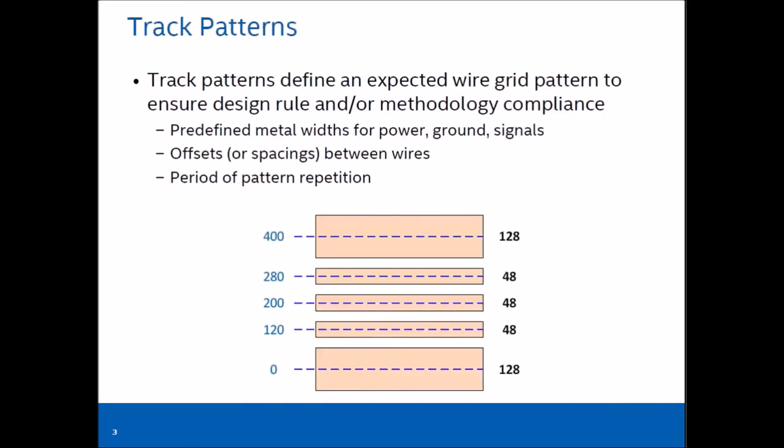So just to give a little bit of background for folks who don't know very much about track patterns or what this topic's really about. Basically, track patterns are something that can define an expected location for wires within a given design, and that need could arise from design rule requirements, or it could come from just a methodology type thing.